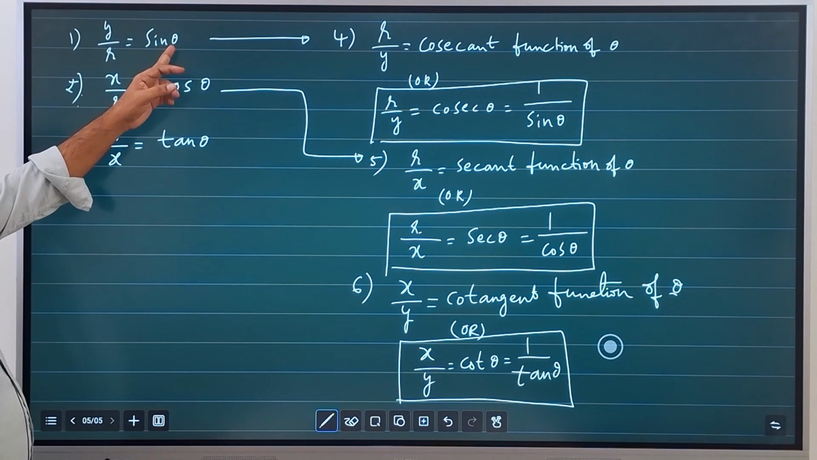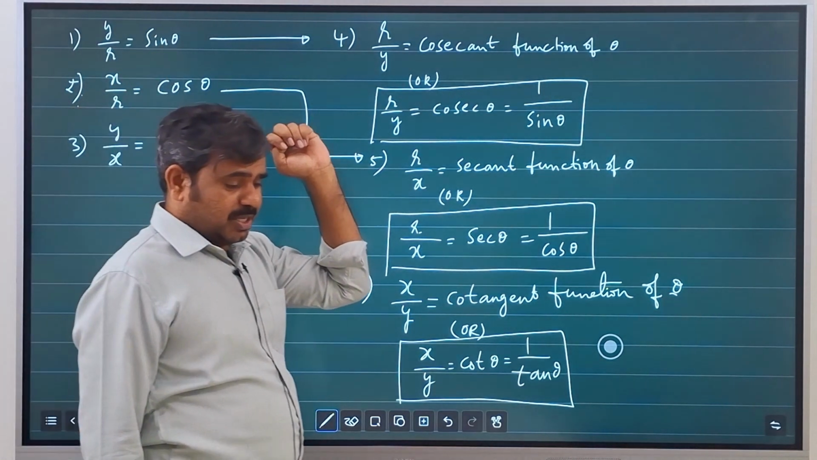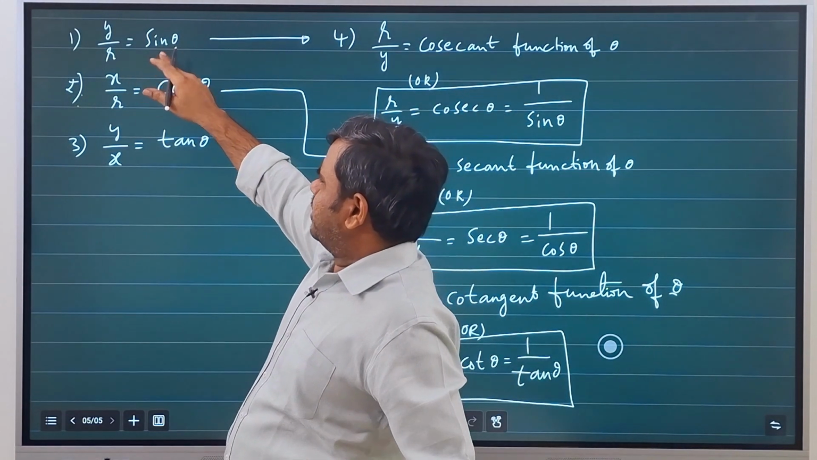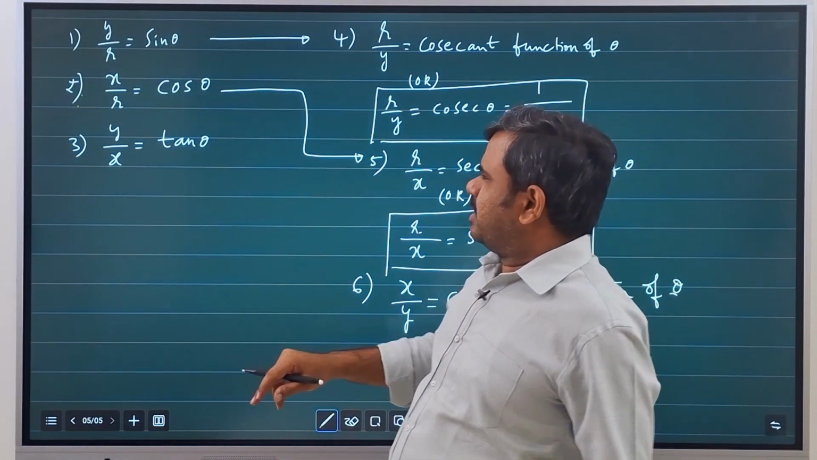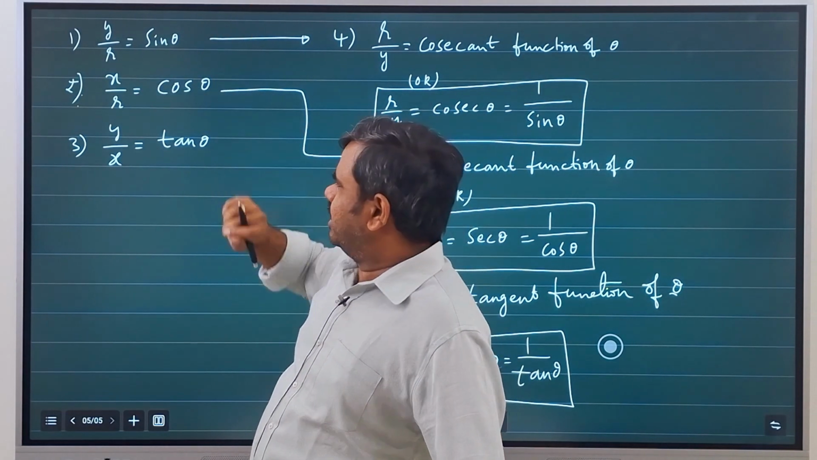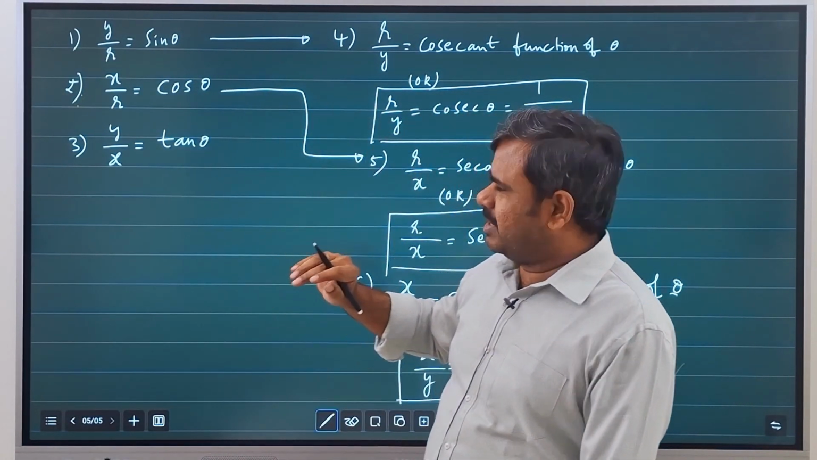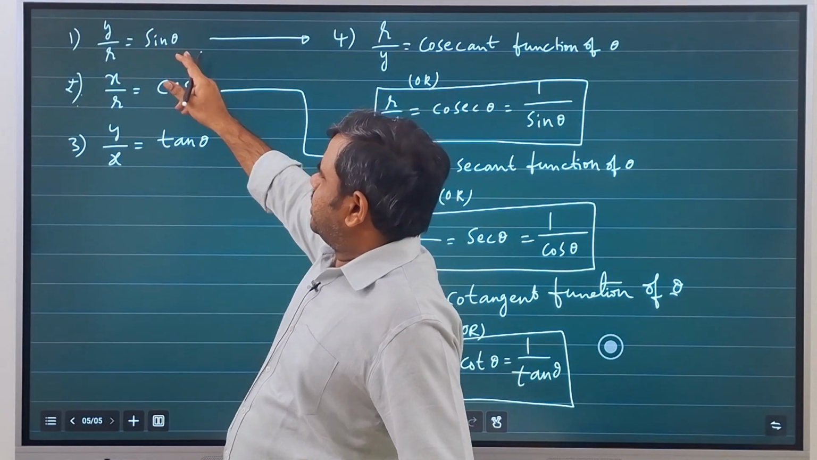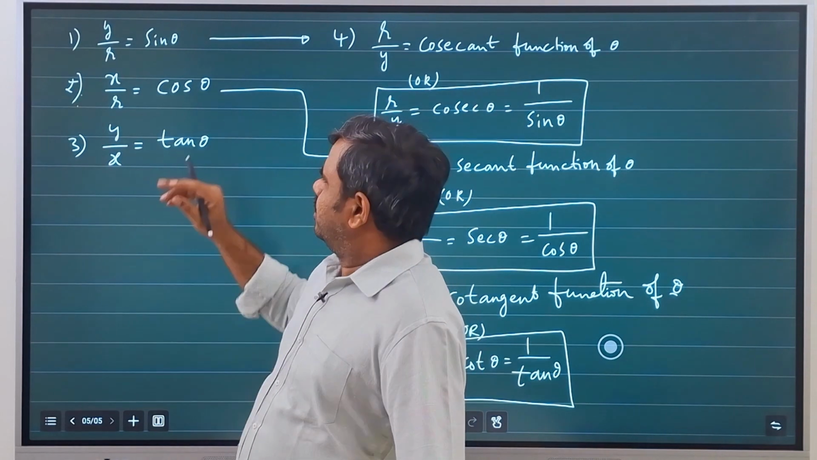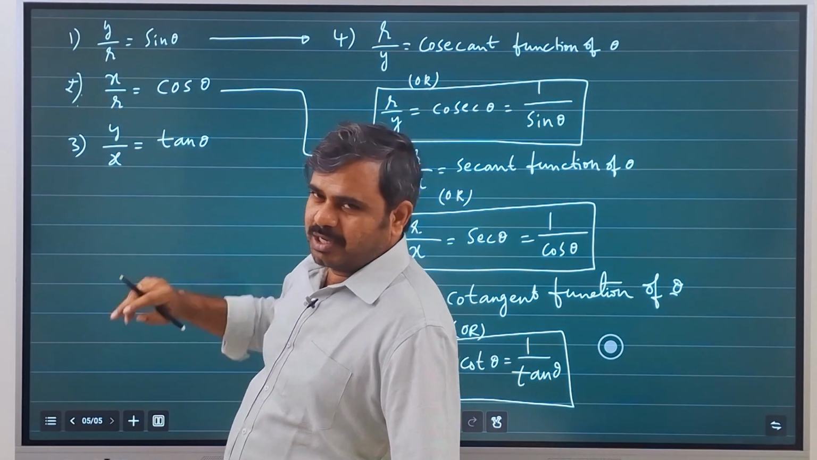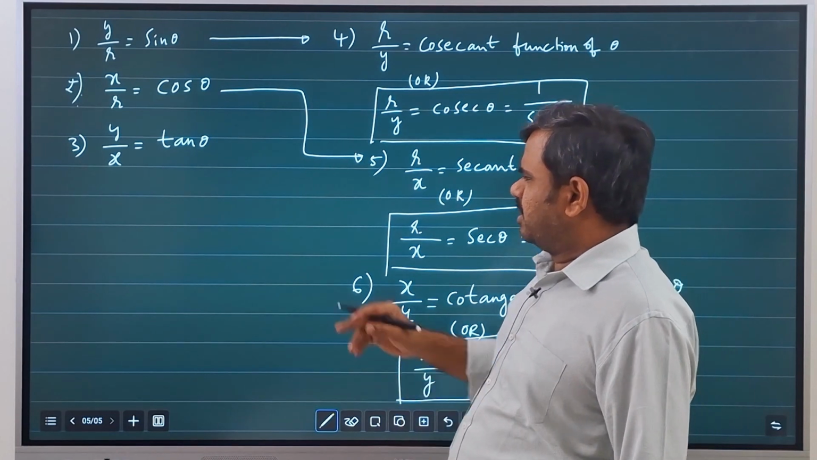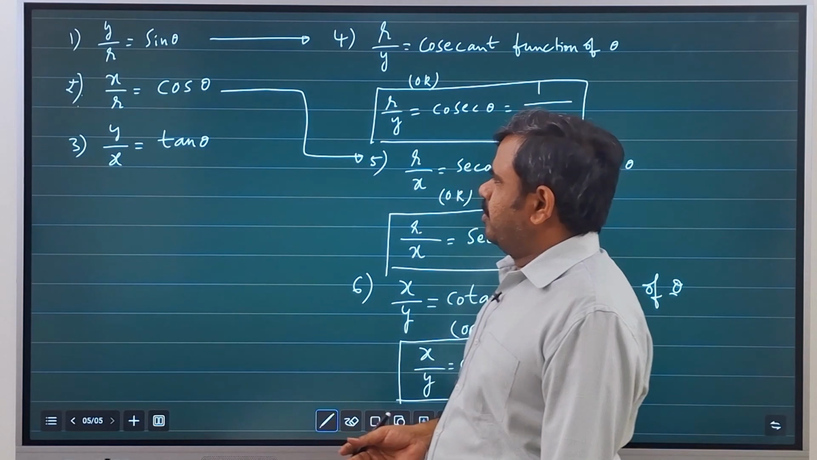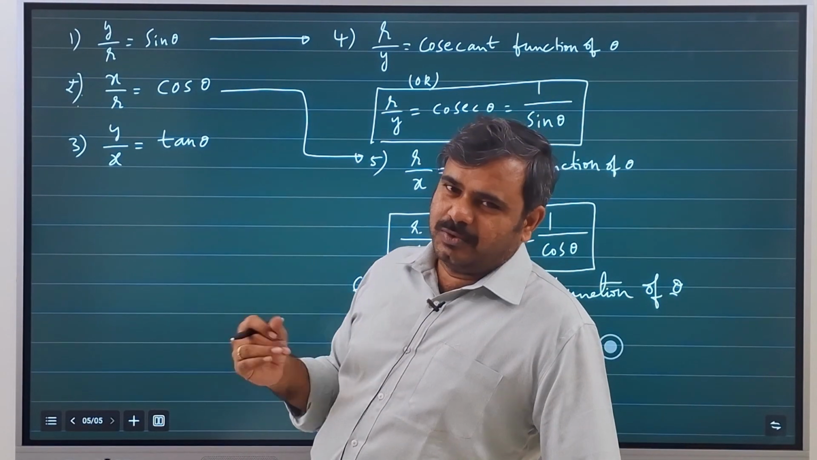We are saying as theta is changing, the ratio y by r is changing, or we can say in other words, sine theta is changing. Sine theta means sine function of theta. Cos theta means cosine function of theta. Tan theta means tangent function of theta. So here, theta changes, sine theta also changes. When theta changes, this ratio x by r or cos theta changes. When theta changes, this ratio y by x or tan theta changes. How do they change? What are their values at different values of theta?